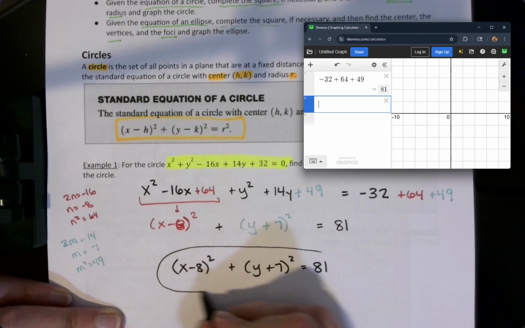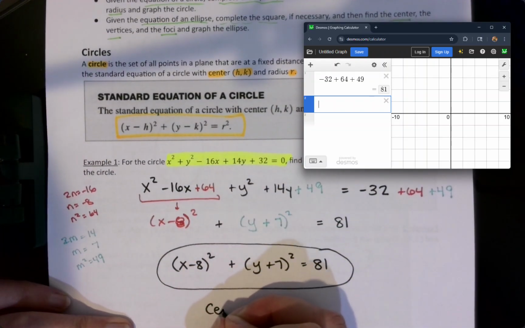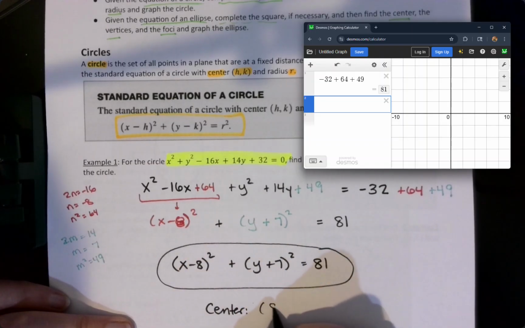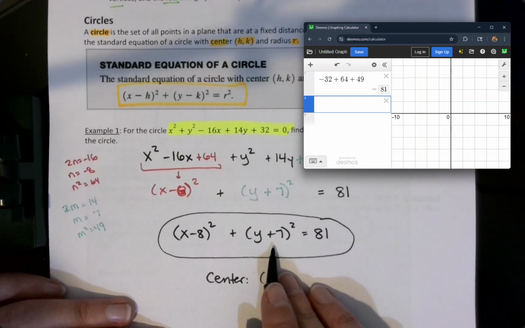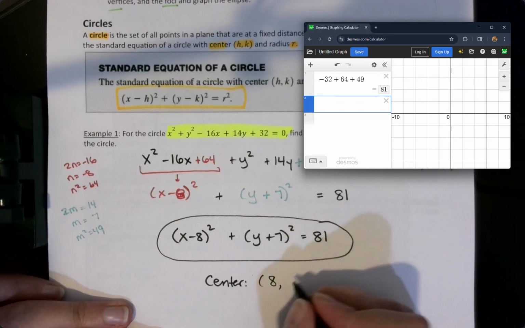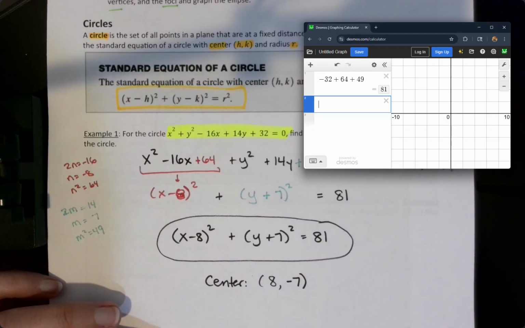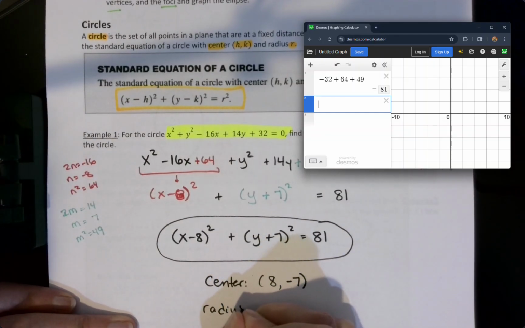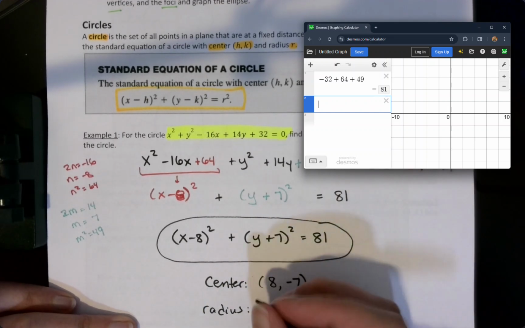So this is the equation for this circle, and I can find its center. The x coordinate is going to be positive 8, x minus an 8. With y plus 7, it's going to be a negative 7, or y minus negative 7. So opposites on both of those. And the radius on this one, since the r squared value is 81, r must be 9.